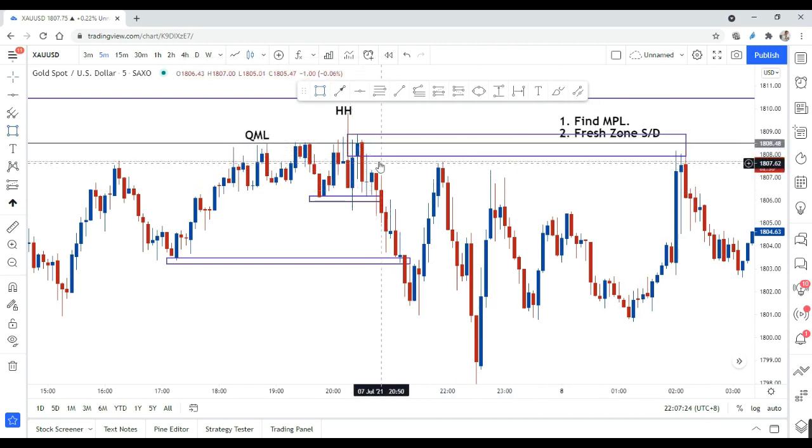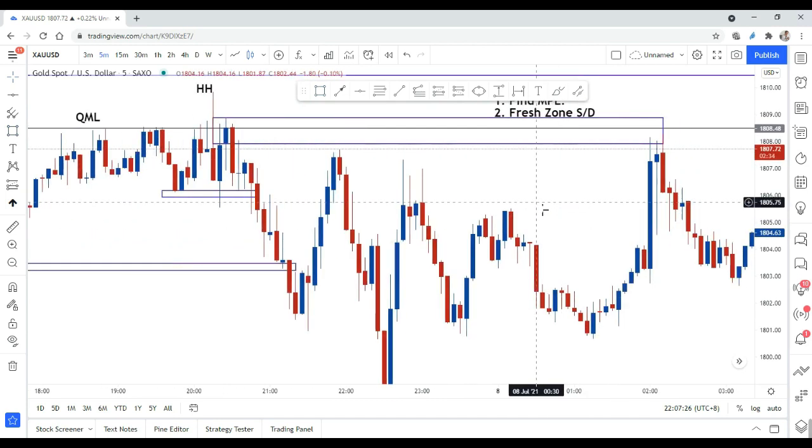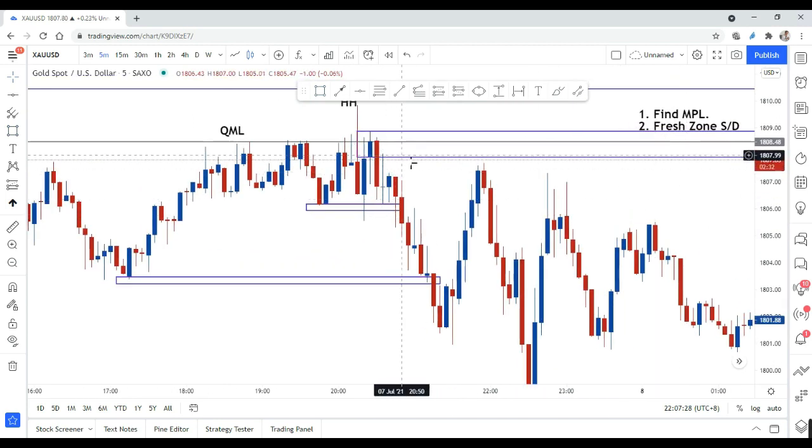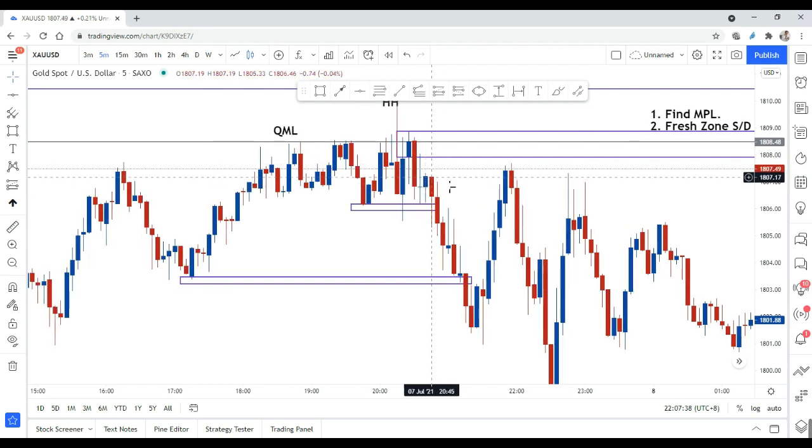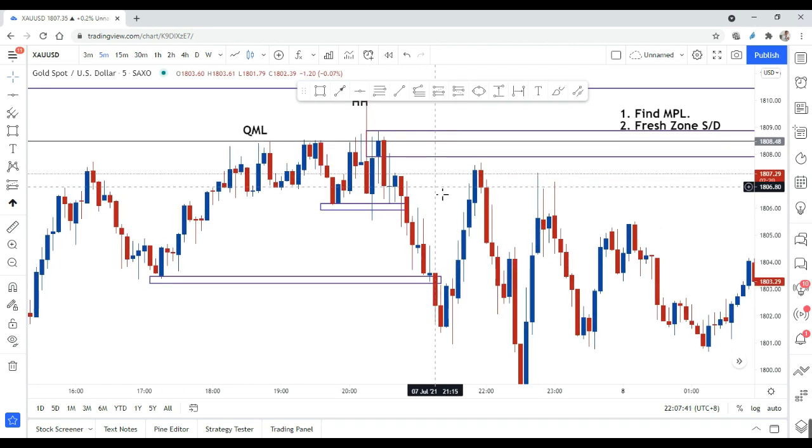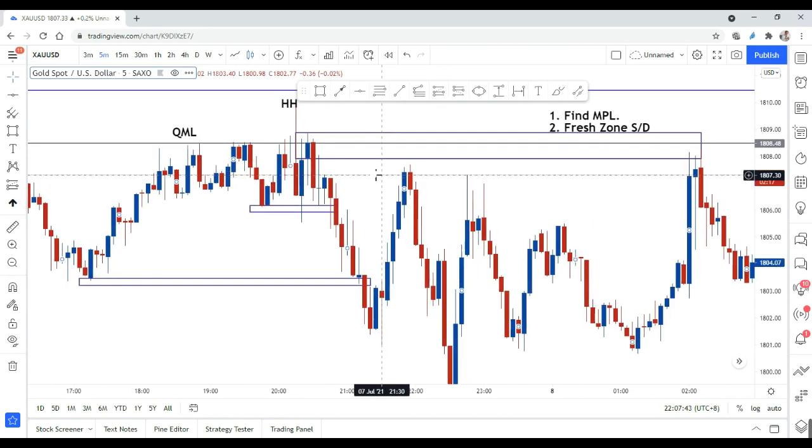For this one, it is also not really that fresh. Actually, it's already quite inside. But anyway, it's up to you. It's up to your experience, up to your rules and regulations. For me, myself, usually I do not trade on a secondary test. This is what we consider a secondary test.